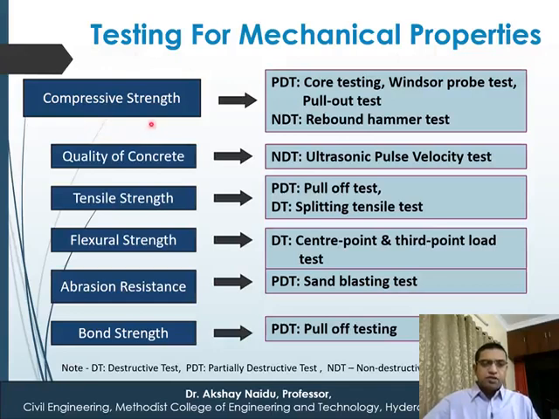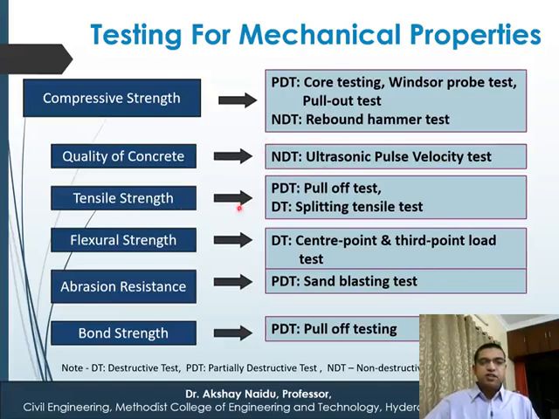Yeah, see here. For compressive strength, partially destructive tests are core cutting and testing, Windsor probe test, pull-out test, and the non-destructive test for compressive strength is rebound hammer. Ultrasonic pulse velocity test is also an indirect measure of compressive strength, but not directly. For quality of concrete, meaning its uniformity and homogeneity, a good test is the ultrasonic pulse velocity test.